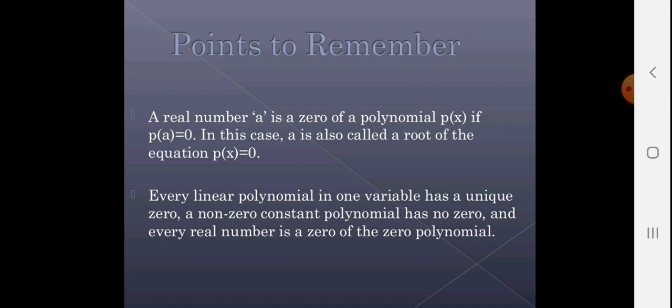Points to remember: a real number a is a zero of the polynomial p of x if p of a is equal to 0. That means if you put the value a in the polynomial and you get 0, then that is one of the zeros of the given polynomial. In this case, a is also called the root of the equation p of x equal to 0. Every linear polynomial in one variable has a unique zero. A non-zero constant polynomial has no zero, and every real number is a zero of the zero polynomial.